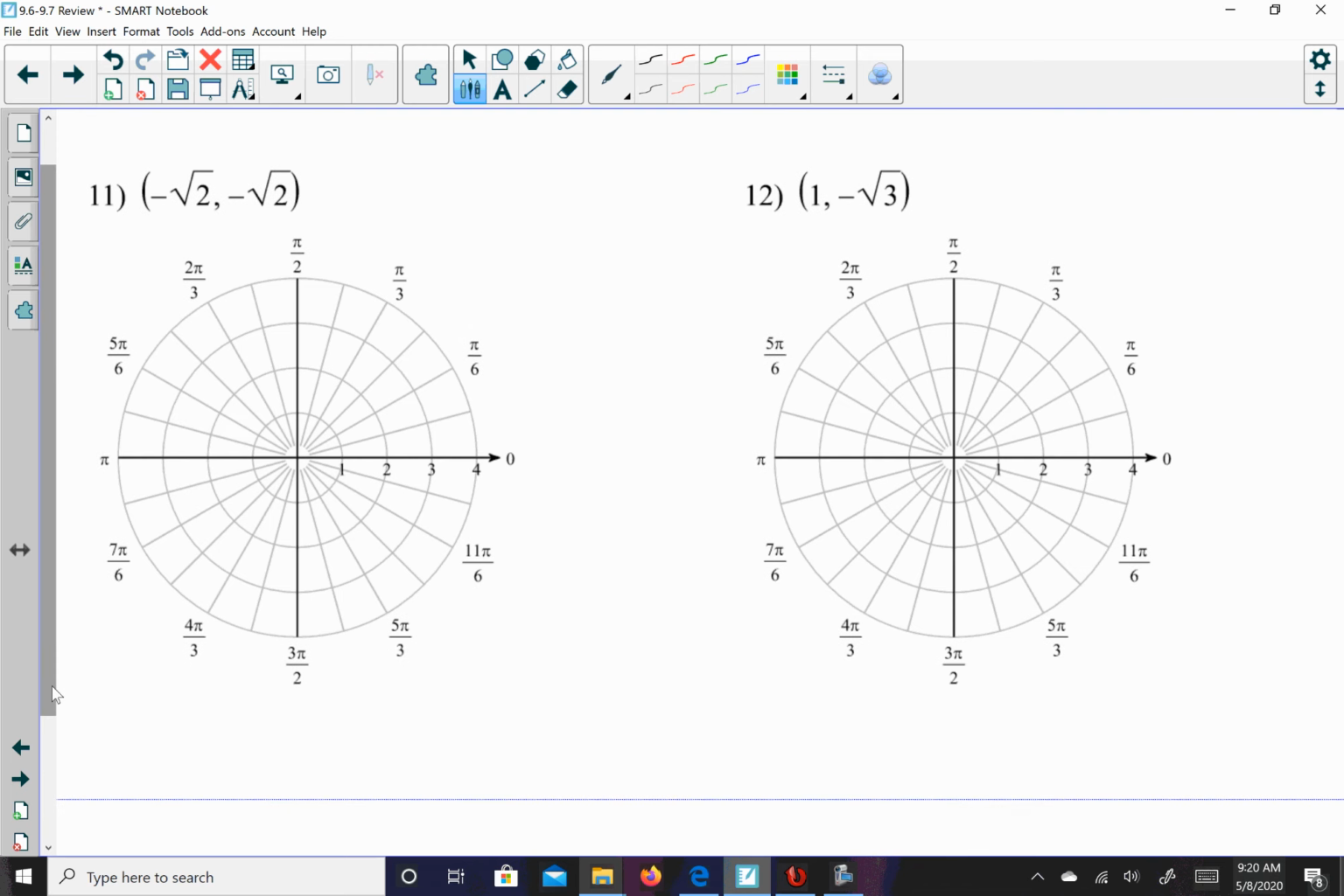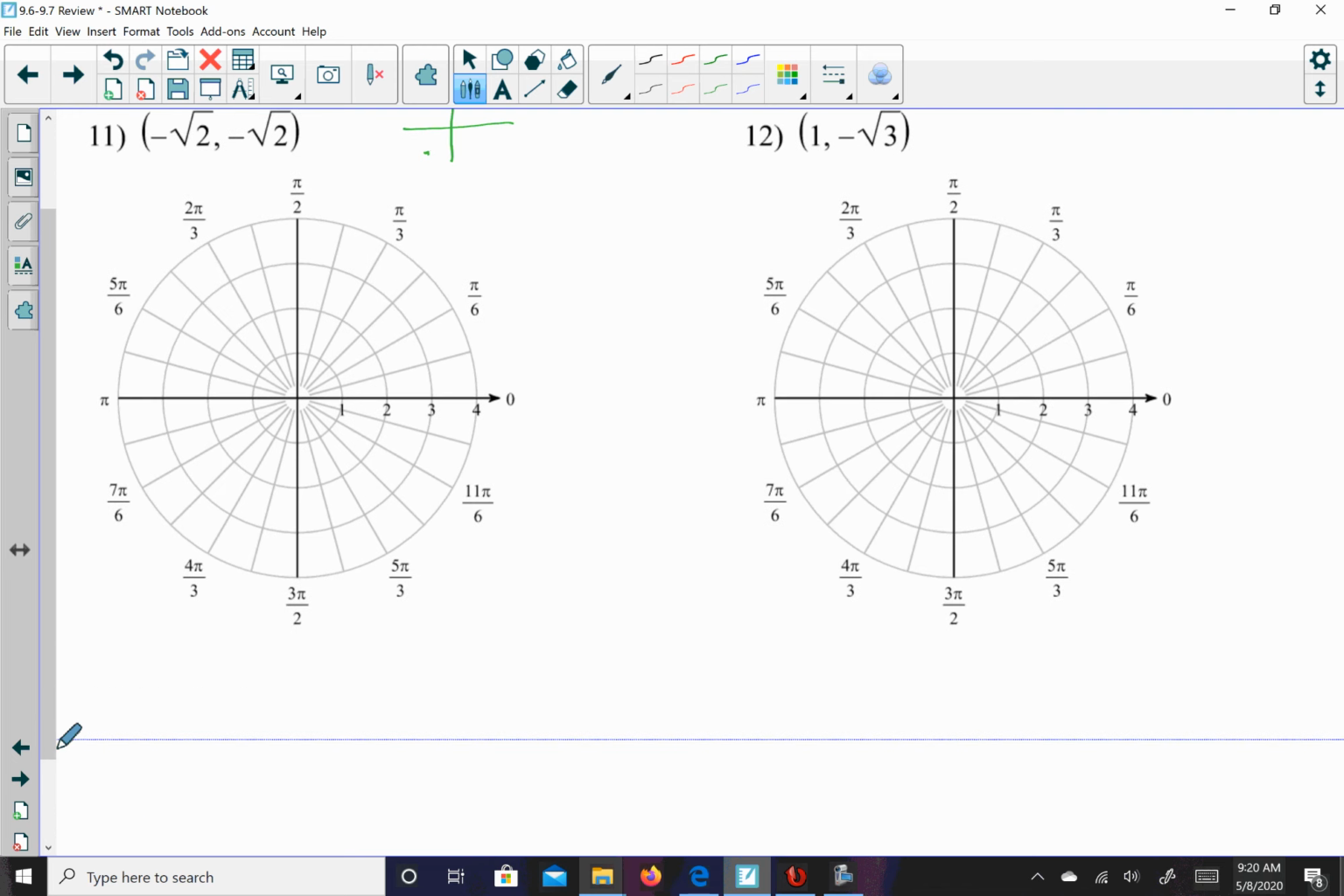Okay, the next one. I have negative square root of 2, negative square root of 2. Checking, both are negative. It's going to be in the third quadrant. That instantly tells me at the end of this problem, I'm going to have to add 180 degrees or pi or 3.14 to my radians. So r squared is equal to negative square root of 2 squared plus negative square root of 2 squared.